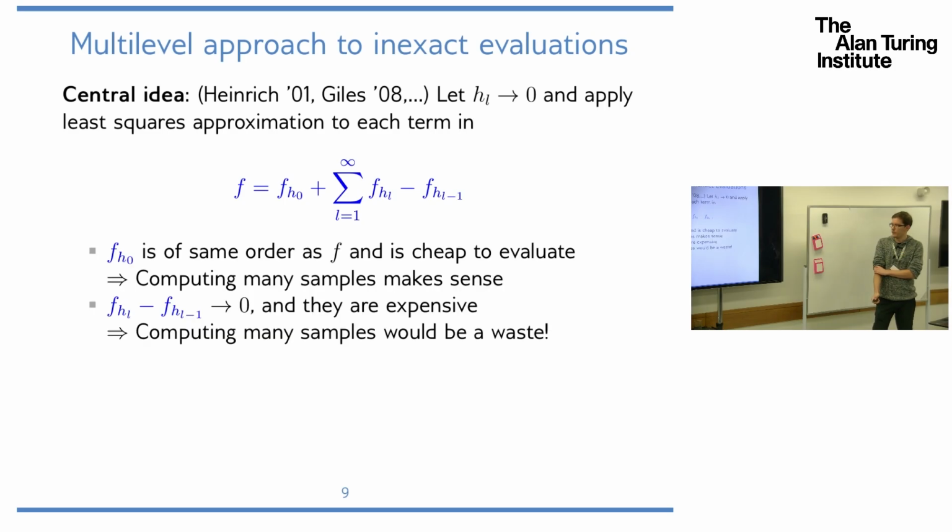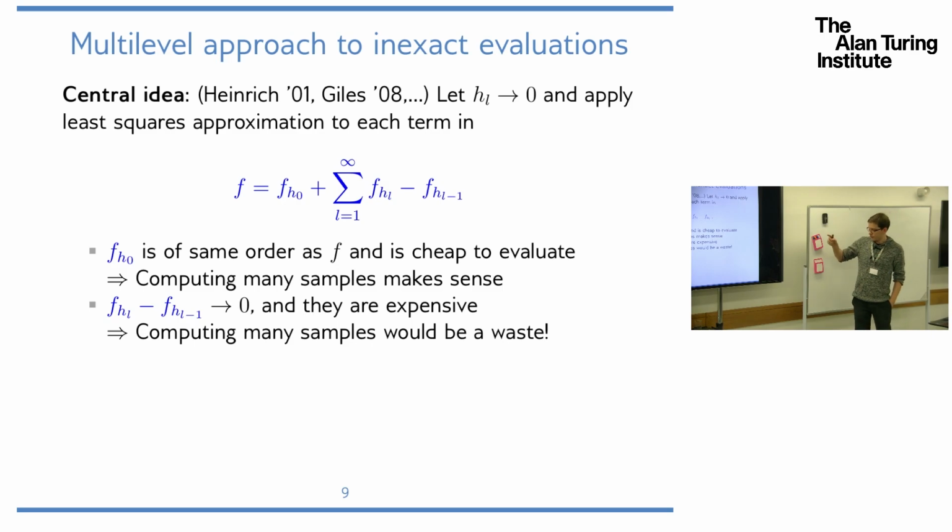And if we used the same least squares approximation, meaning the same polynomial subspace for each of these terms, then we would just do more work than in the single level setting, and we wouldn't gain anything. But the main idea now is that you have to think of this function f_h0 as basically of the same order as the function f. So it might be shifted a bit higher here, a bit lower there, but it's approximately the same order, and it is cheap to evaluate. So it makes sense to first generate a lot of samples from this coarse approximation to get a rough idea of all the coefficients of your function f.